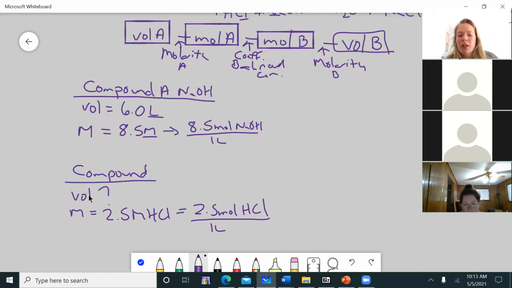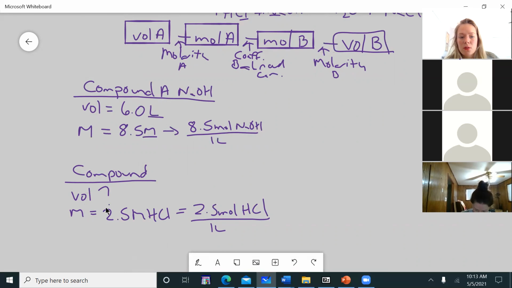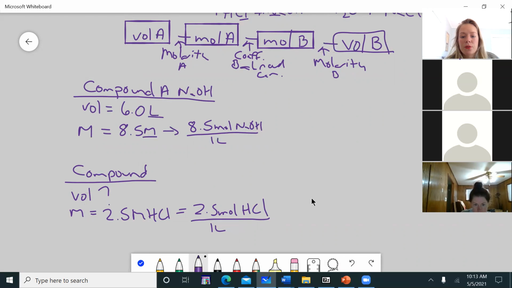Looking at this, I can see that I'm going to need a larger volume of this to neutralize this because I know it's a 1-to-1. So I expect this to be a bigger volume than the 6 liters. But when we're going through this, start with volume A. So we're going to start with this 6 liters, convert into moles, then go to moles of B, and then volume B.